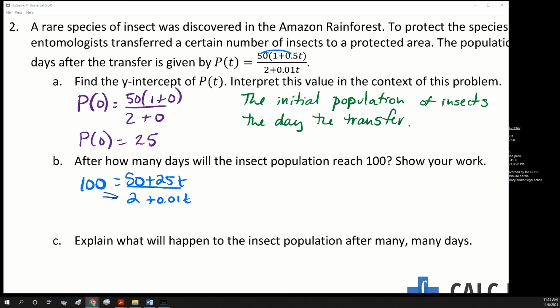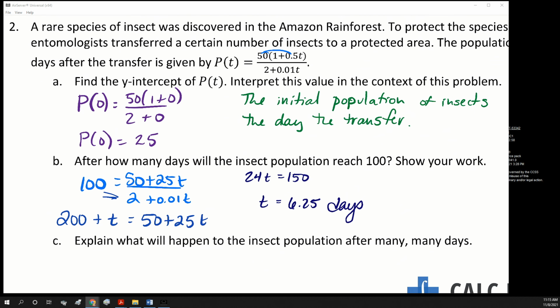Okay, so I will multiply these two together. And then 100 times 0.01, or 100 times 100th, is just going to be 1, or 1t. Where did I get the 200? 100 times 2. So I'm multiplying 100 times 2 and 100 times. Okay, and then I'll get my t's on one side and all my numbers on the other side. Now this doesn't divide evenly, but in the calculator, I got 6.25. And it tells you it's days, so 6.25 days for the population to reach 100. So from 25 insects to 100 insects, 6.25 days.